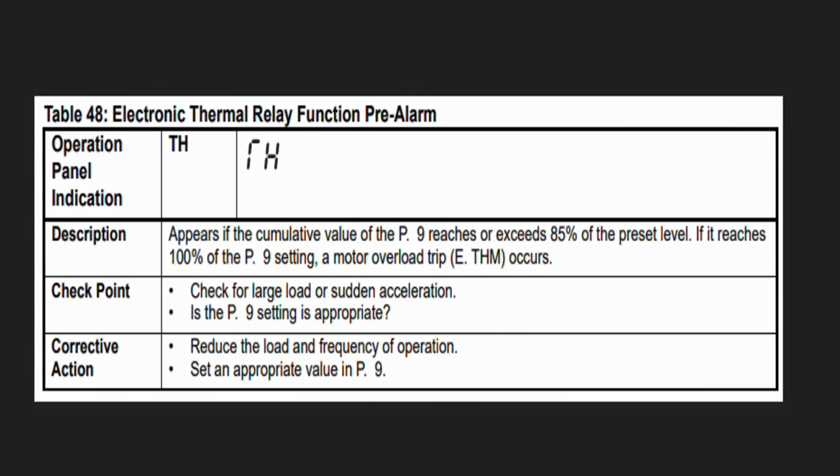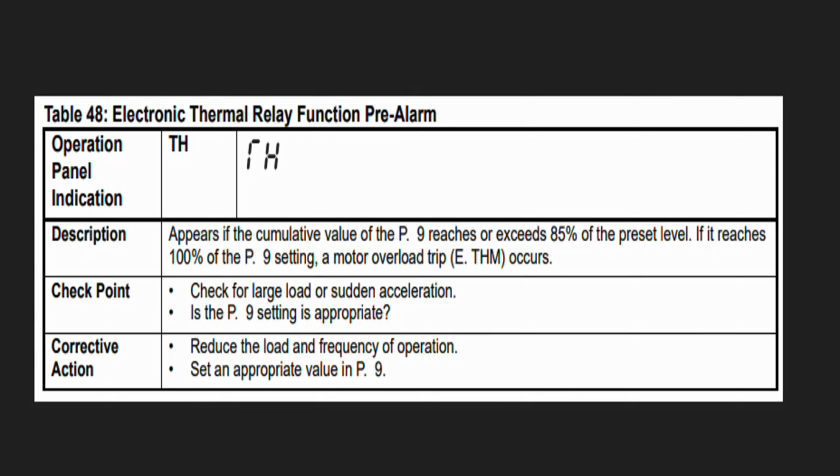Electronic thermal relay function pre-alarm, it's TH. So in the VFD there is a thermal relay. It appears when the cumulative value of the P9 reaches and exceeds 85% of the preset level. If it reaches 100% of the P9 setting, a motor overload trip occurs, ETG THM of course.